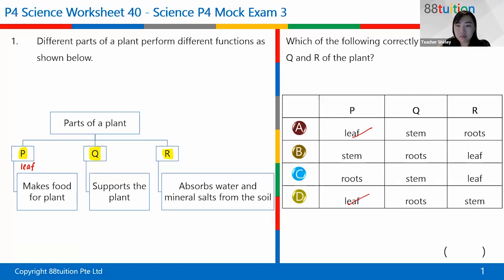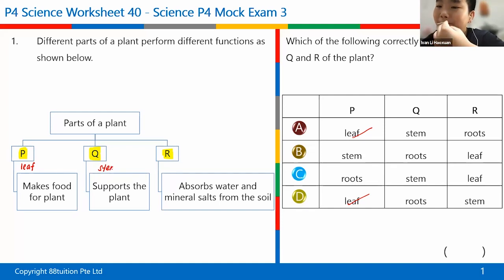Jonathan, you want to try? No? Ivan? Yes? Which plant part supports the plant? I see Ivan raising your hand. No? Yes. Which plant part? Stem. Stem, very good.